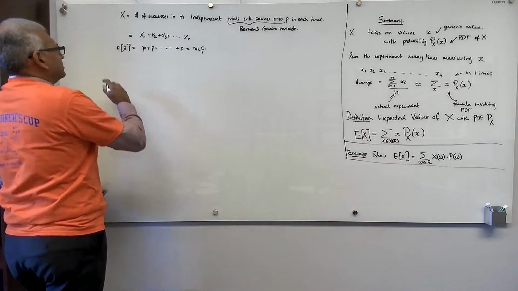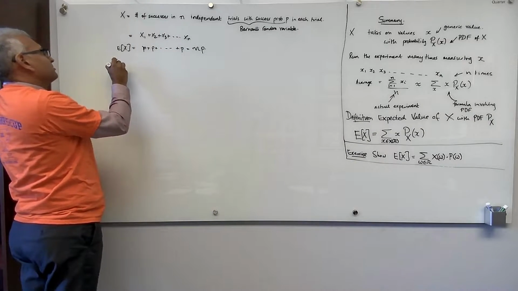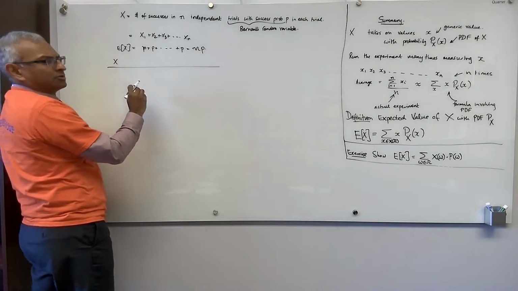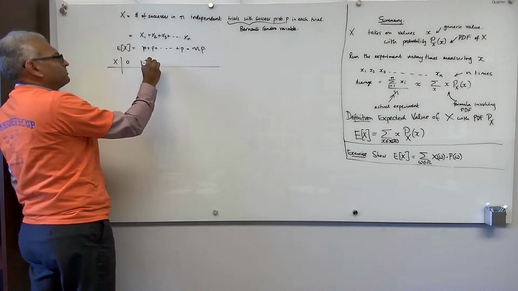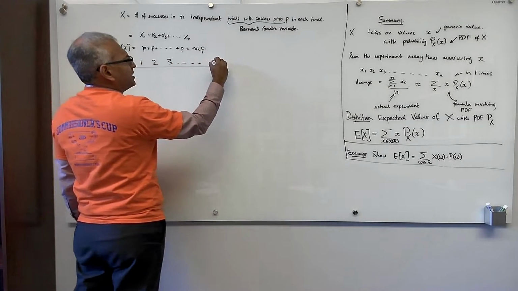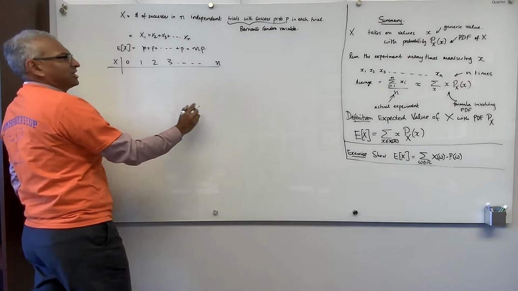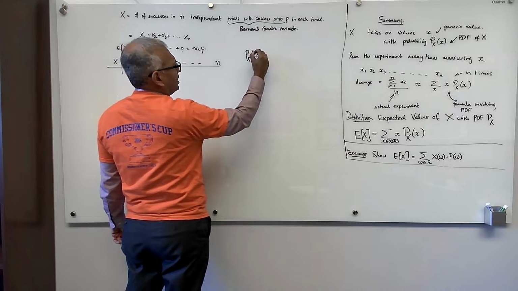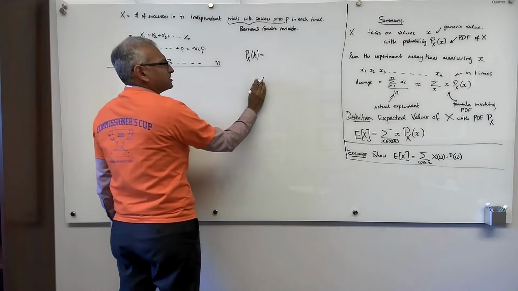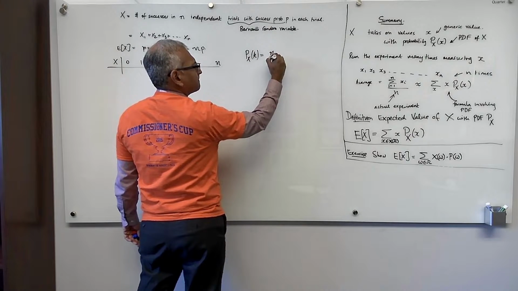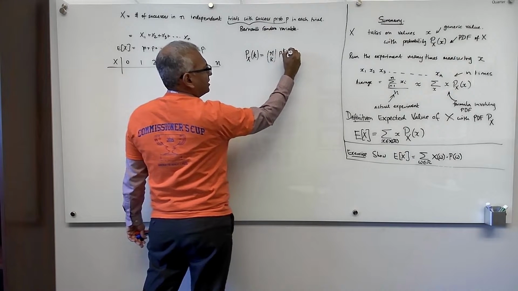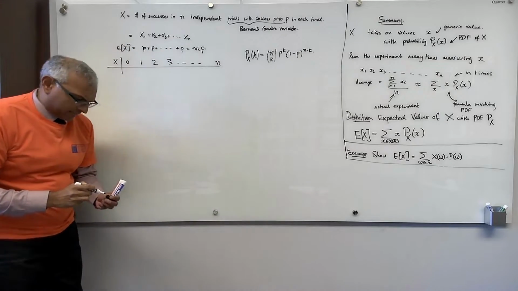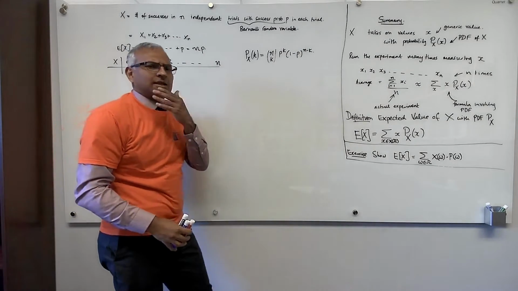So what's the binomial random variable? The possible values are, when you try n times, you can succeed 0 times, 1 time, 2 times, 3 times, all the way up to n times. Now, what's the probability of k successes? The probability, p sub x of k, is n choose k, p to the k, 1 minus p to the n minus k. We derived this last time. It's a complicated formula. Look at that. Wow.